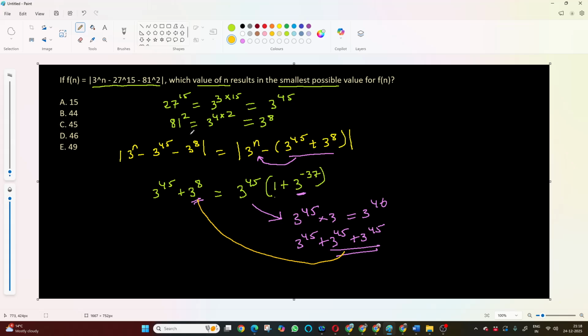Also, we could have directly seen from here that this second term, 3 to the power minus 37, is very, very small. So this boils down to 45 as the value of n that will take this second expression closer to 3 to the power n to minimize the entire value. Therefore, the correct value for n is 45. So C is our right choice. Thank you.